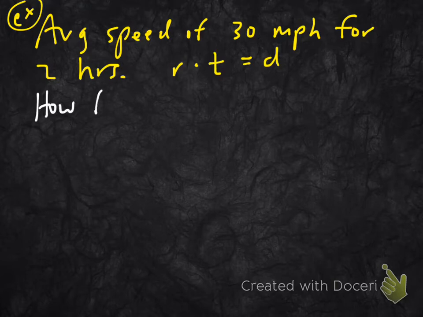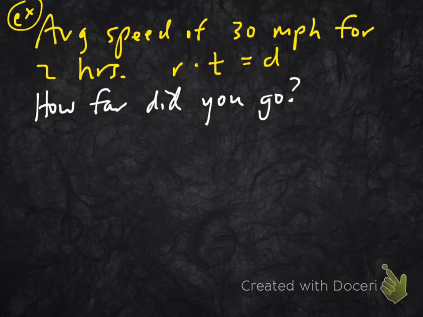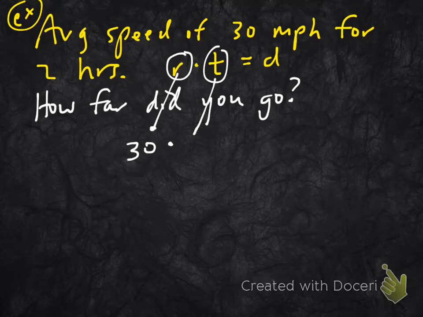How far did you go? Well, pretty clear. If your rate is 30 miles per hour, and you multiply that by the time that you've been traveling, 2 hours, you get 60. Okay, so that's your distance traveled.